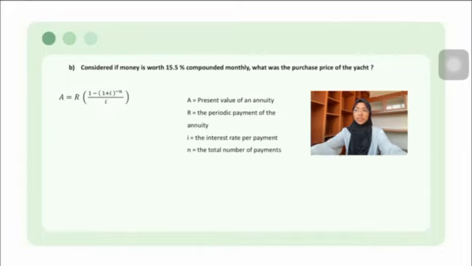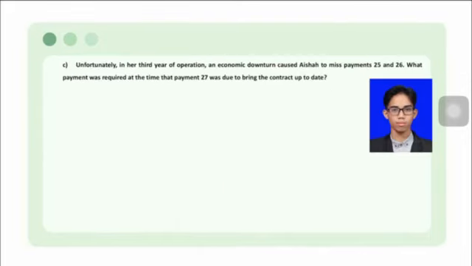So we will simply substitute all the information given in the question into the equation. First, we will substitute 2750 as R, and for i, 15.5% compounded monthly, we will write as 0.155 divided by 12, and for n, 7 years times 12 months, we will get 84. So, lastly, we will get the answer 140,461 and 30 cents.